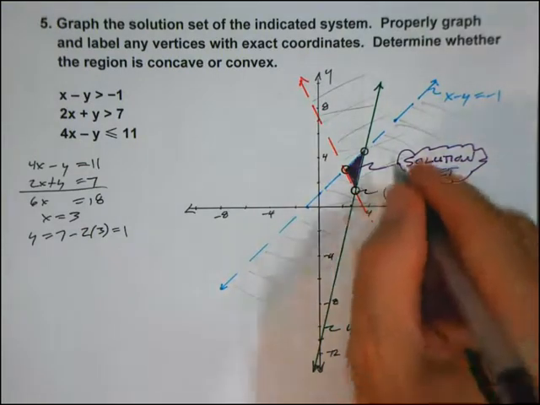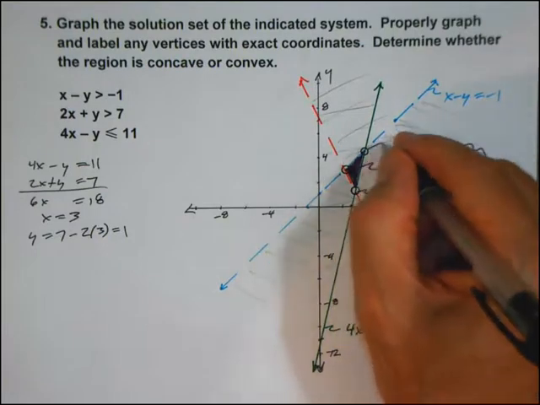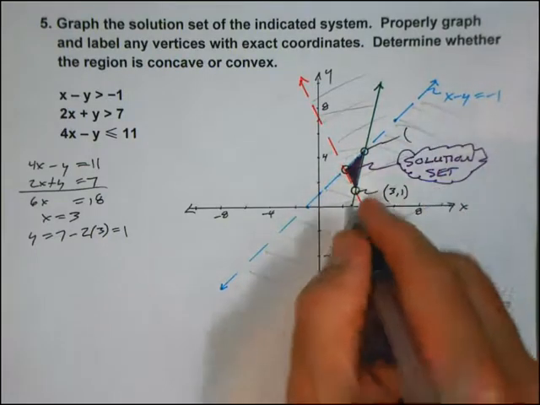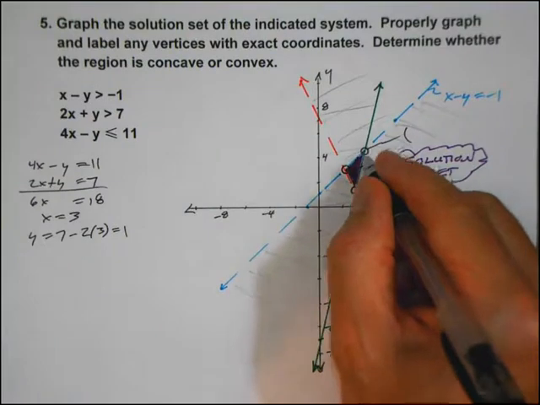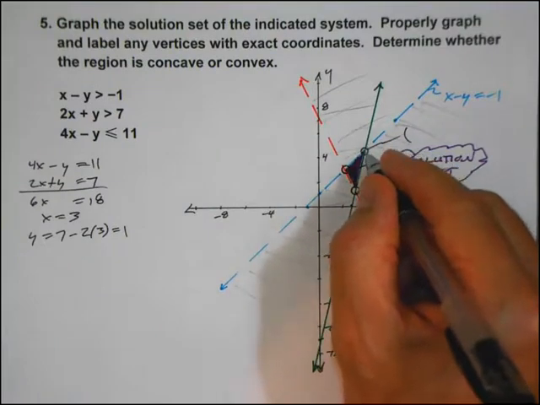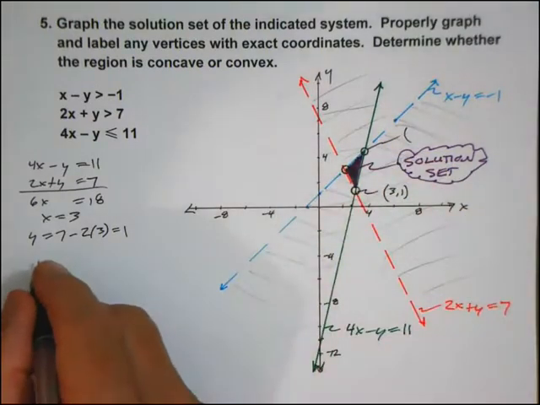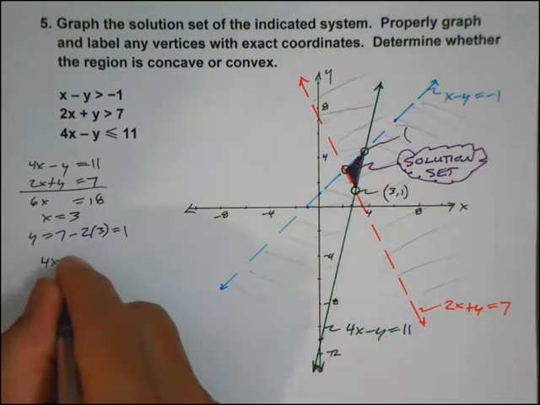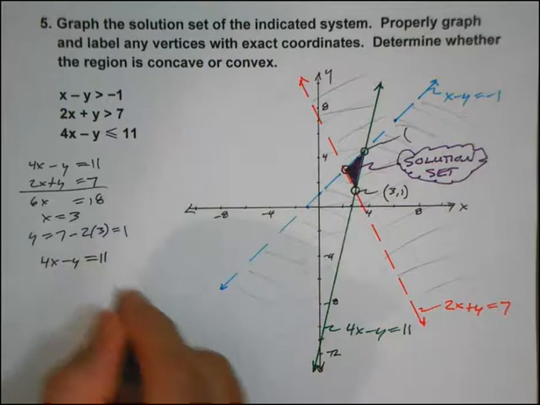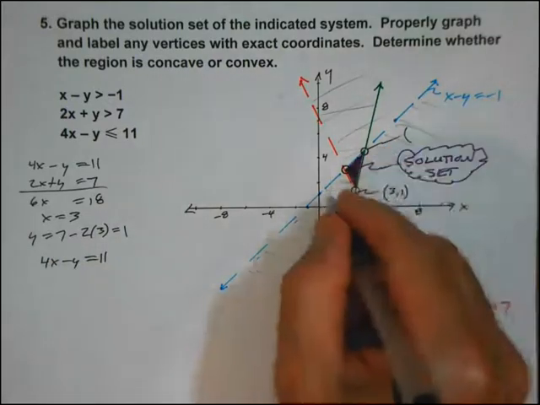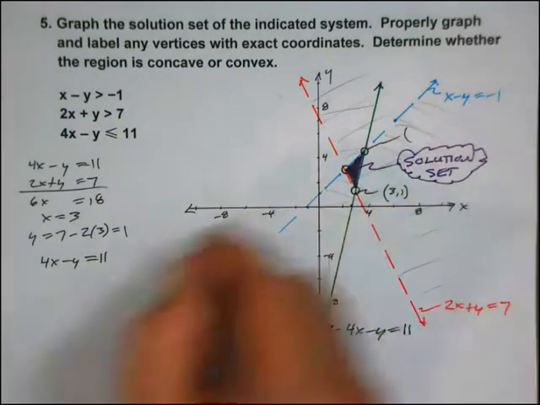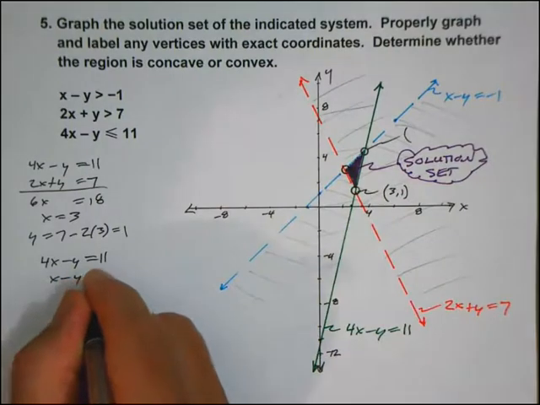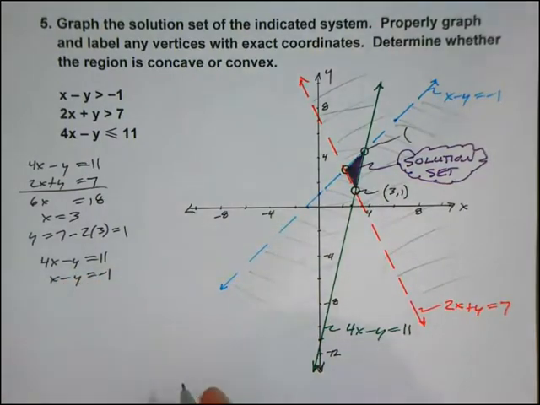Okay, let's go up here to this vertex. Now we need the green line and the blue line to intersect. The equation for the green line is 4x minus y equals 11. The equation for the blue line is x minus y equals negative 1. Okay, we've got a chance to do an elimination here.